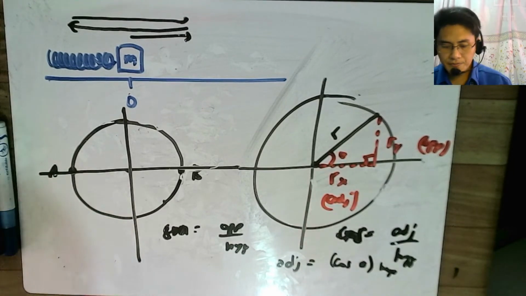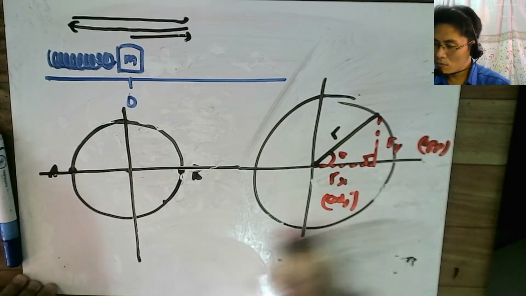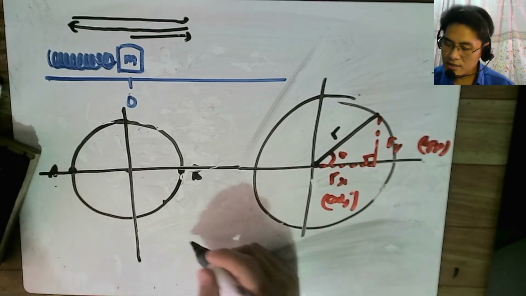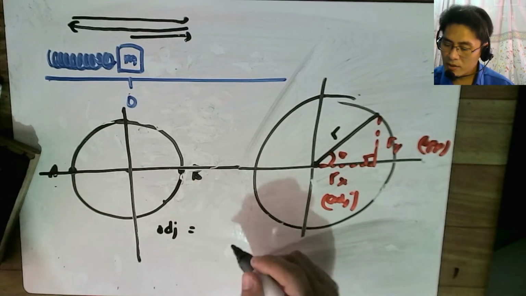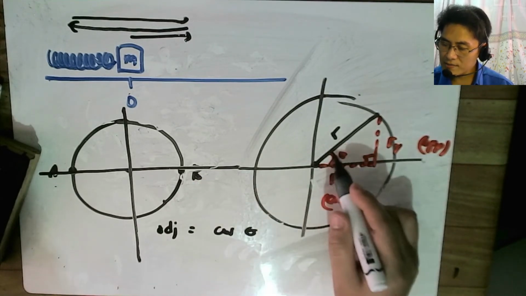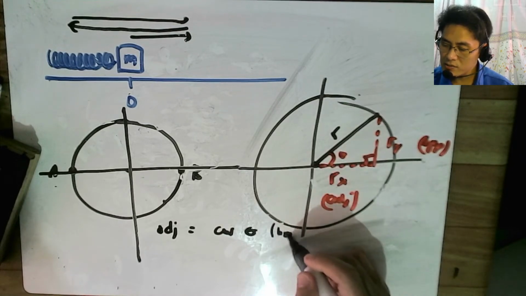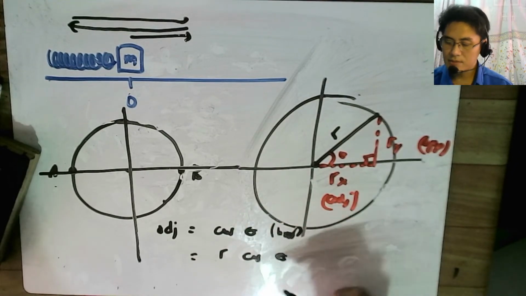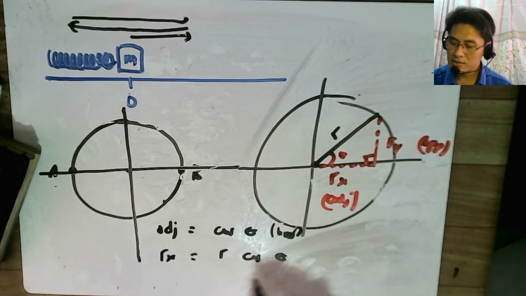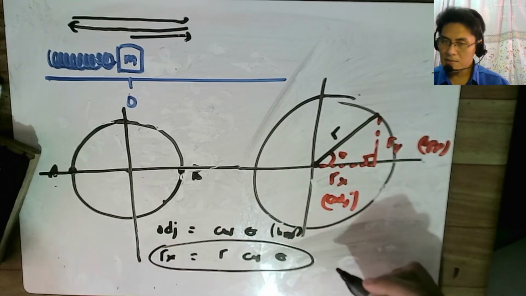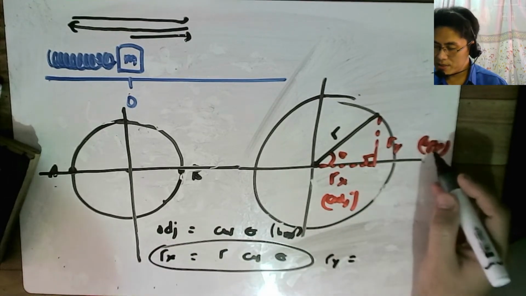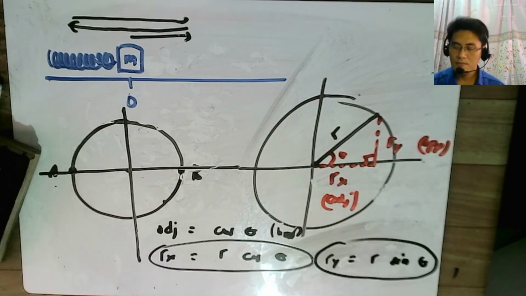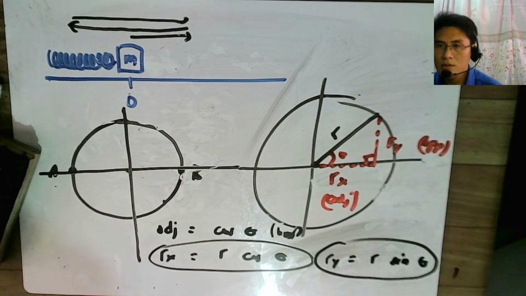So therefore, this adjacent side is really cosine of theta times the hypotenuse. Obviously, the hypotenuse there is r, so that would be r cosine theta. That will be Rx. And in a similar manner, Ry, because the opposite side is sine, will be r sine theta.